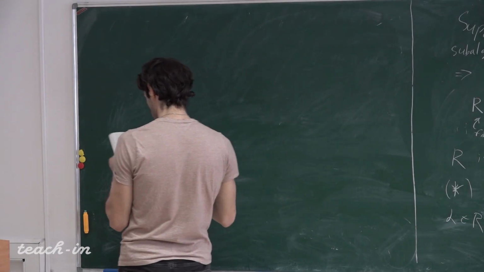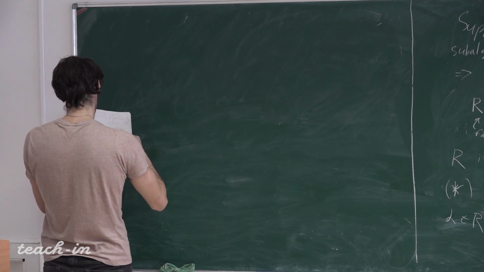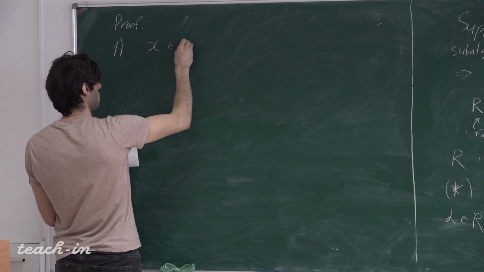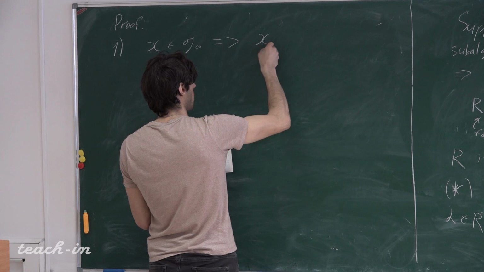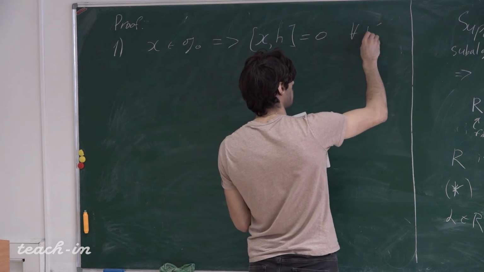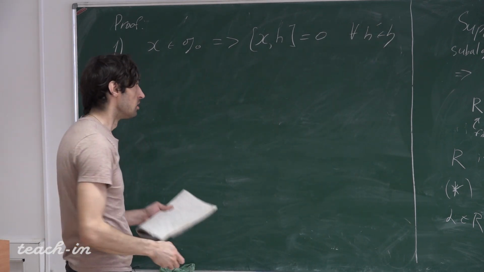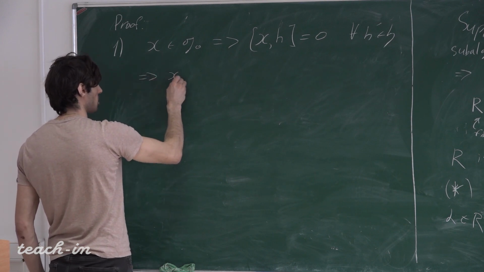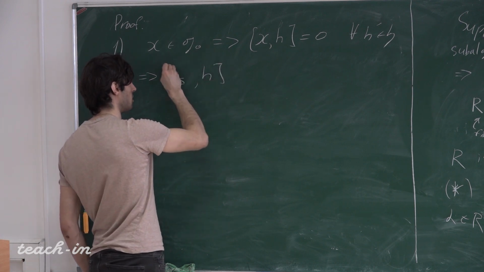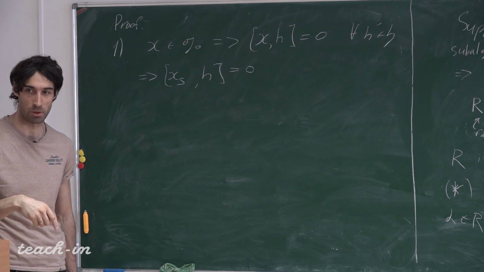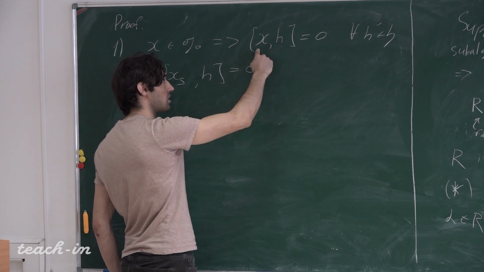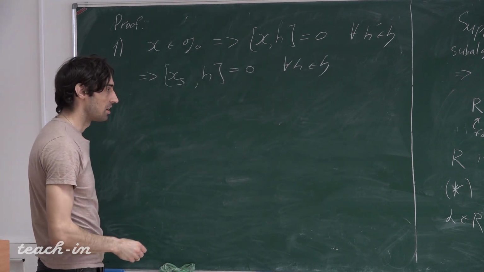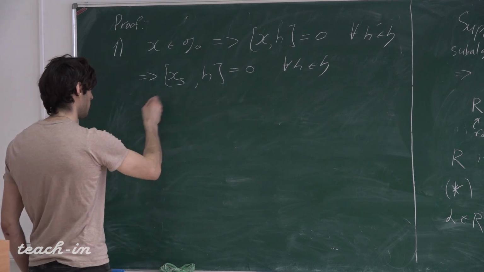Okay, so for the first part, we will just need the following. Proof: if I take x from G0, it means that [x, h] is 0 for all h in my toral subalgebra, just by definition of G0, right? But this means that [xs, h] is 0 as well. Remember the last condition that we had for the Jordan decomposition: if h commutes with x, it also commutes with the semisimple part, for all h in H. So this actually gives number 1, right?